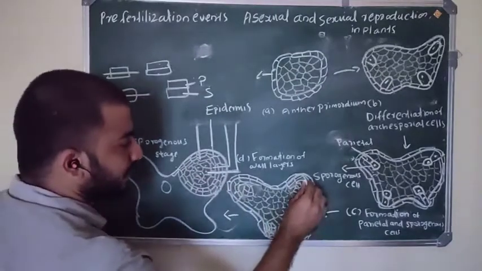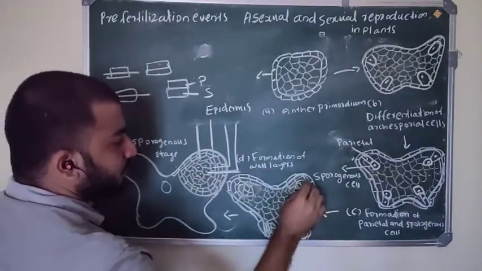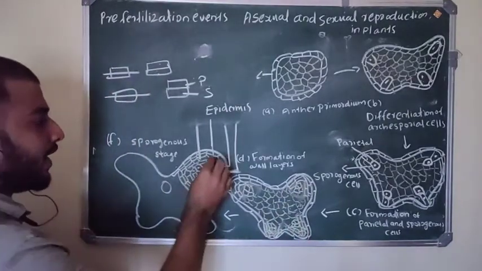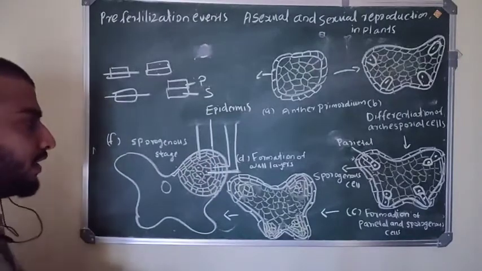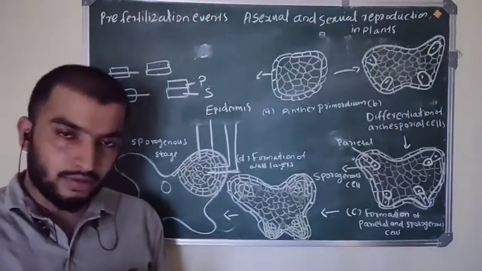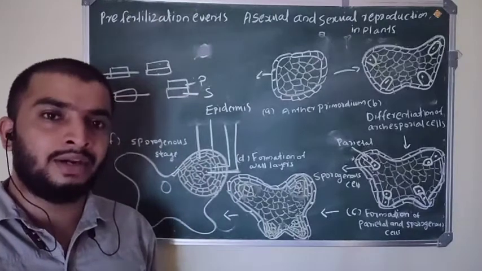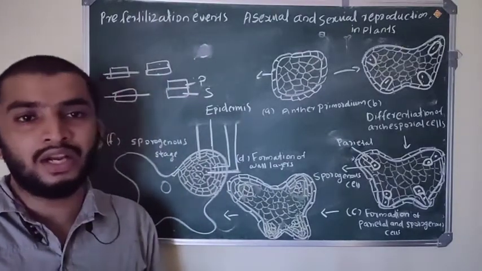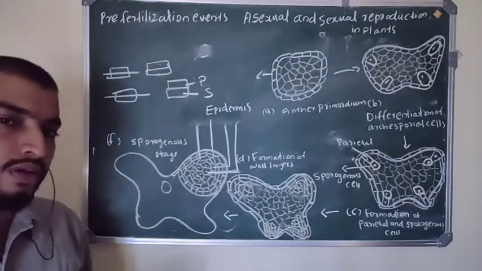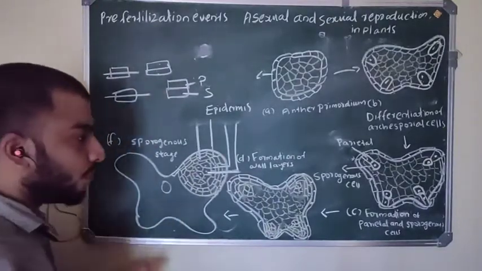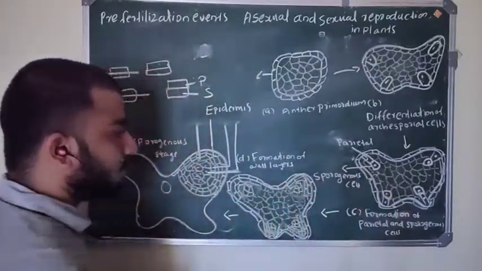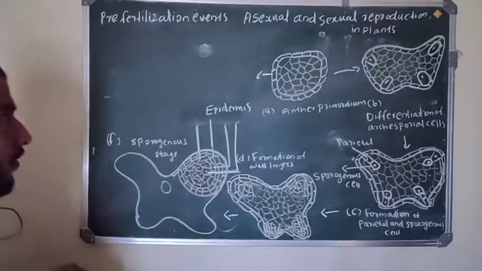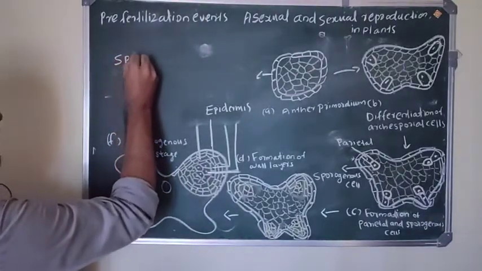So the parietal cell undergoes periclinal and anticlinal division, and they form anther walls. What are the anther walls? First of all endothelium, middle layer and tapetum. All these walls are developed by parietal cell division. Understood? Then what happens? The sporogenous cells remain here.